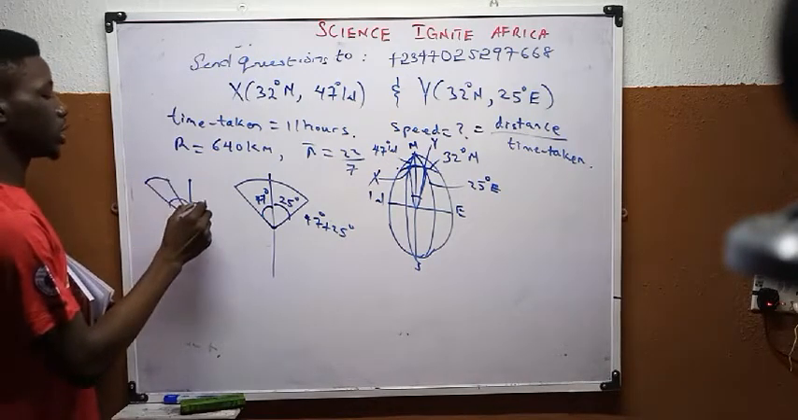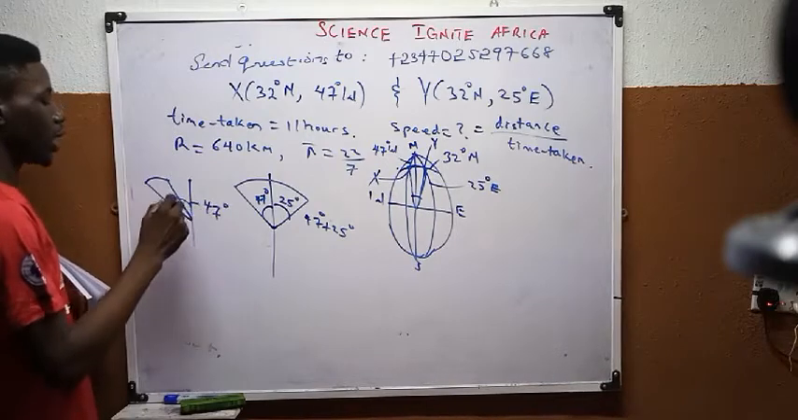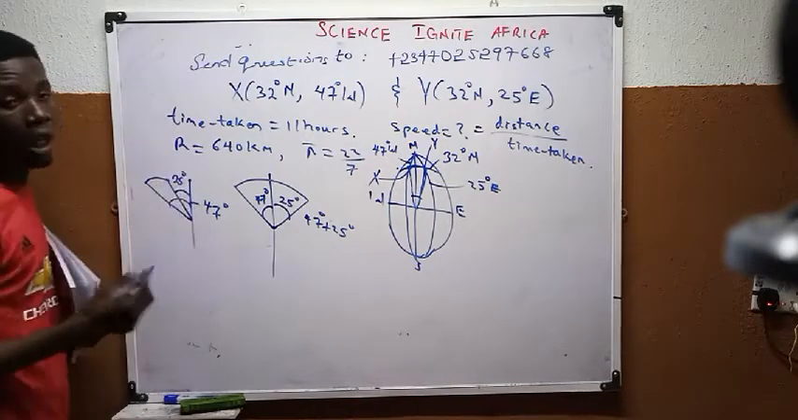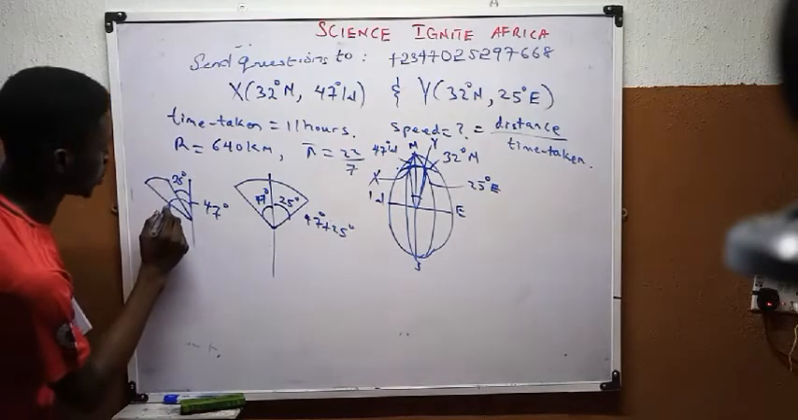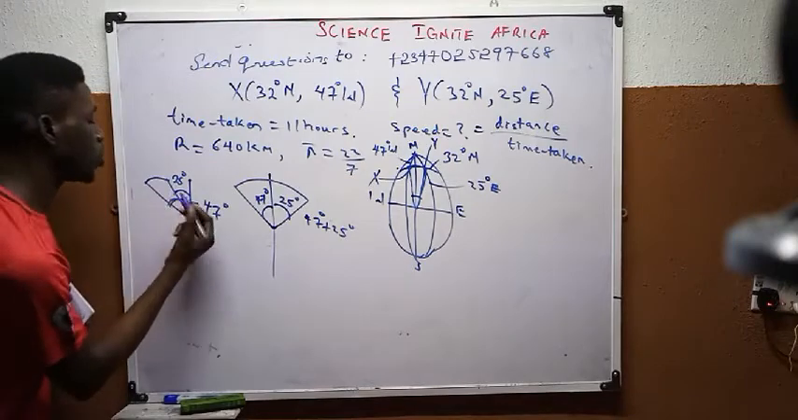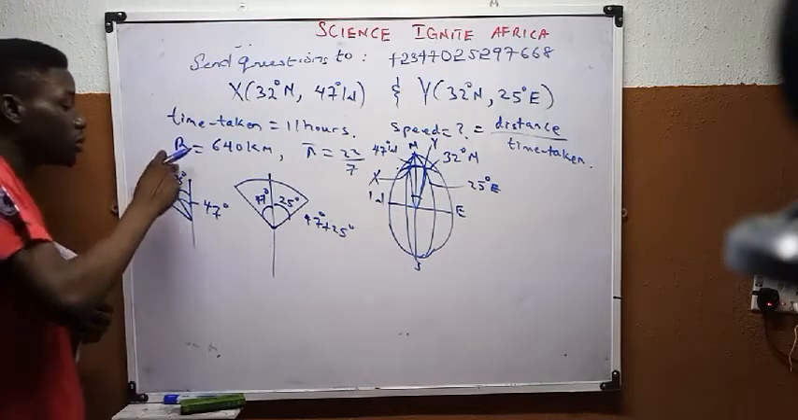Which implies that this place will be 47 degrees. And this small part will be what? 25 degrees. And what angle are we interested in? We are interested only in the angle that is here. Since this entire angle here is 47 and this other one is 25, so all we have to do is what?